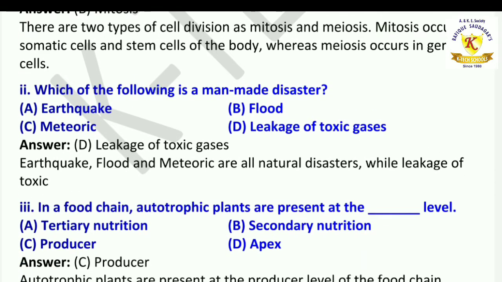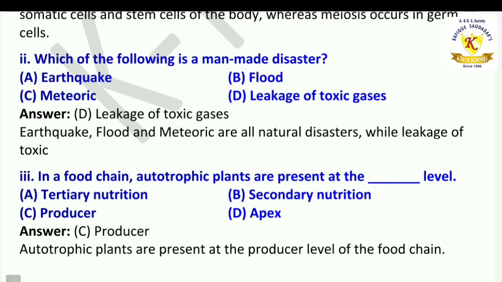Okay? Second, which of the following is a man-made disaster? Options are earthquake, flood, meteoric, leakage of toxic gases. Yes, you are correct, children. The answer is D, leakage of toxic gases. Earthquake, flood, and meteoric are all natural disasters, while leakage of toxic gases is a man-made disaster.